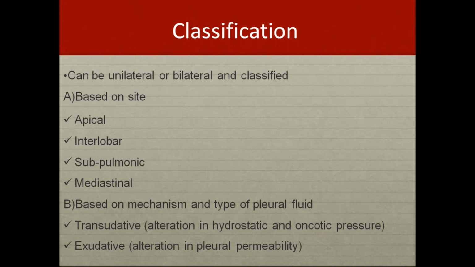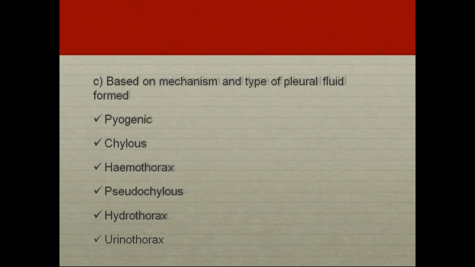How is the transudative effusion formed? It is based on the type of pleural fluid. If you do thoracocentesis, if you take the pleural fluid out, you have to classify whether it is transudative or exudative. Whatever may be the pleural effusion, you have to take the fluid out and differentiate between transudative and exudative. Usually transudative effusion is formed, as I already said, by an alteration in the hydrostatic and the oncotic pressure. In exudative effusion, it is an alteration in the pleural permeability. It is based on the mechanism and type of pleural fluid formed.